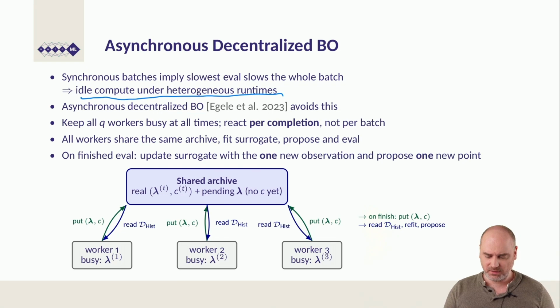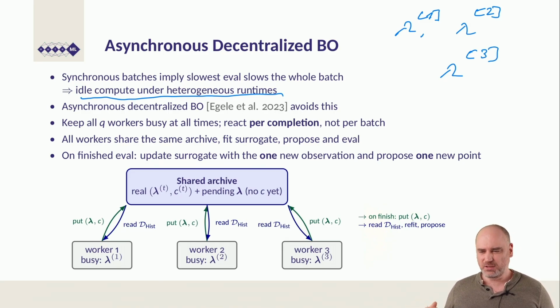So if you have lambda 1, lambda 2, and lambda 3, and these are all different configurations, maybe these are even pipeline configurations, right? So quite different algorithms are actually running when I'm evaluating these things. Maybe these are all the same algorithm but with different hyperparameter settings. Even then, the assumption is quite realistic that all of these have quite different runtimes.